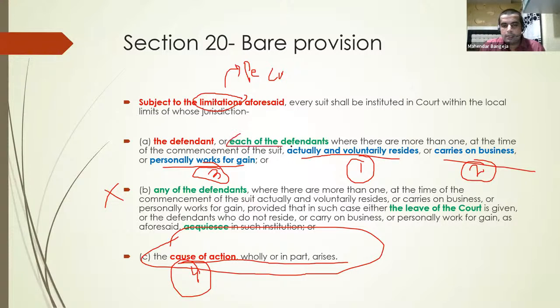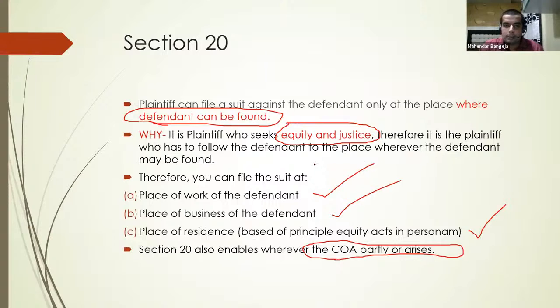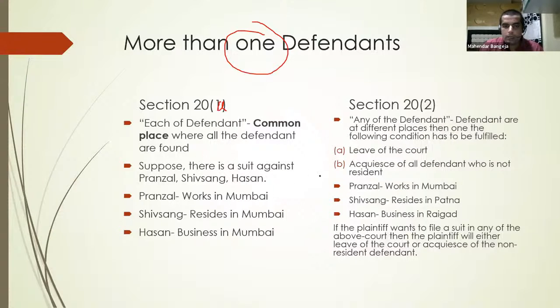Each of the defendant, where there are more than one, at the time of commencement of the suit, actually and voluntarily resides or carries on the business. Okay. Now it uses the words each of the defendant. तो इसका मतलब क्या हुआ? This means that all the defendants have to be found in a common place. For example, suppose I was to sue Pranjal, Shivsang and Hassan. So for this clause to be applicable, they all have to be found in the same place.